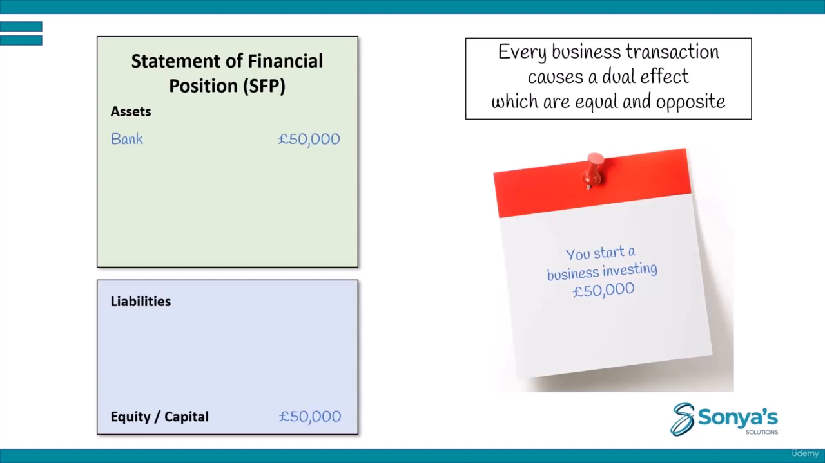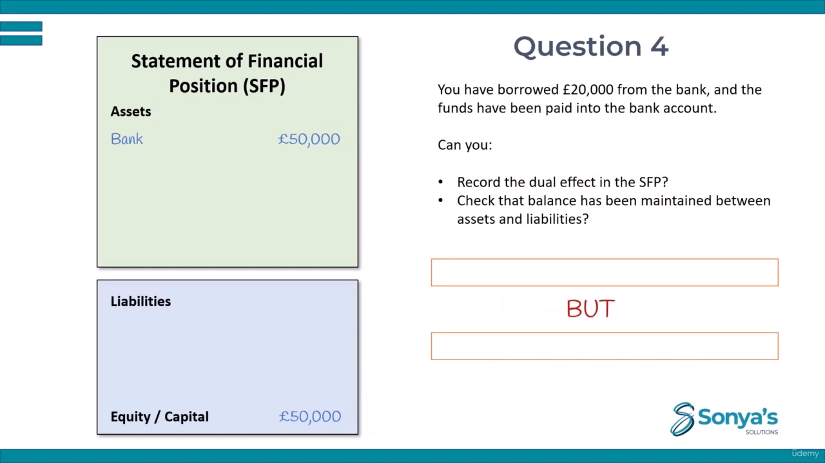The dual effect of this business transaction has been double entered in two places. In the liabilities section, we've shown where the money is coming from, and in the assets section, we are showing where it is in the business. The total of the business's assets equal the total of its liabilities. Get ready to pause the video to give yourself time to read and answer the question.